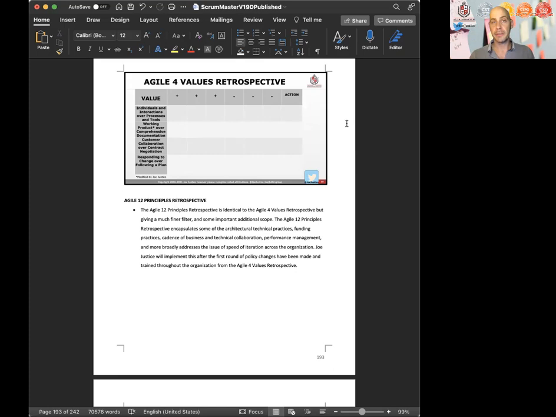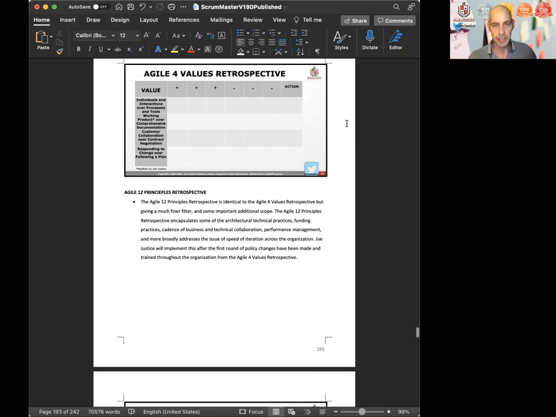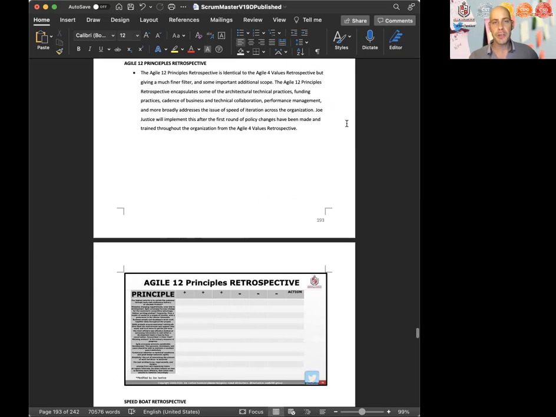The Agile 12 Principles retrospective is the next step, the next retrospective type. The Agile 12 Principles retrospective is identical to the Agile 4 Values retrospective, but given a much finer filter and some more important additional scope. The Agile 12 Principles retrospective encapsulates some of the architectural technical practices, funding practices, cadence of business and technical collaboration, performance management, and more broadly addresses the issues of speed of iteration across the organization. Joe Justice will implement this after the first round of policy changes have been made and trained throughout the organization from the Agile 4 Values retrospective.